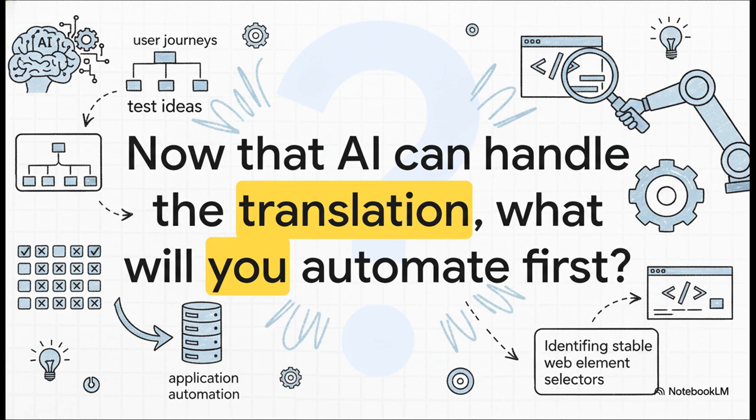So, I'll leave you with this question. Now that you have this new skill, this ability to team up with AI and turn your test ideas into reality, the door is wide open. So what's it going to be? What critical user journey? What boring regression check? What crucial part of your application will you automate first?